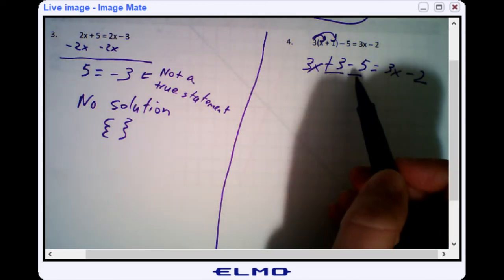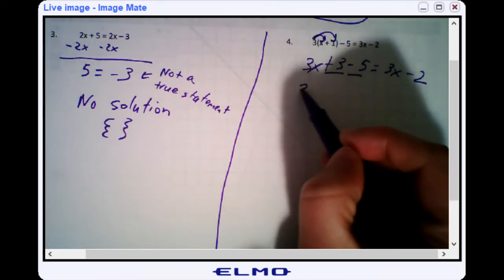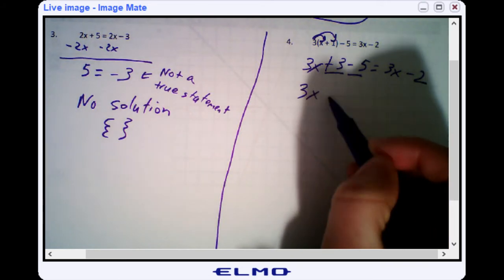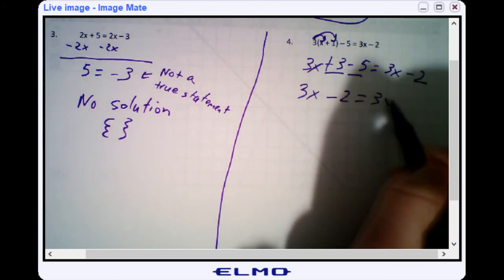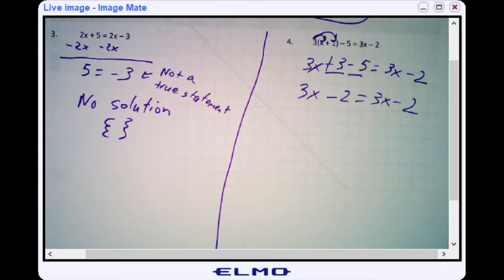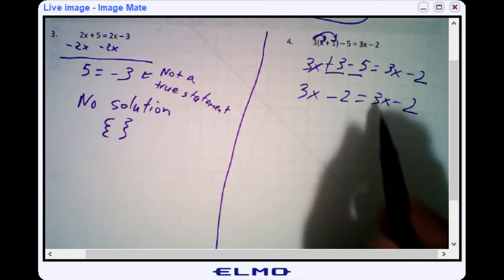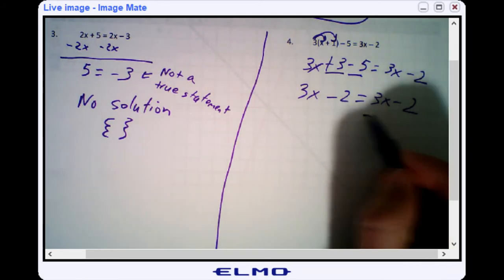Since 3 and -5 are like terms, since they don't have any x's, I'm going to combine them together. So I have 3x minus 2 equals 3x minus 2. I want my x's to be on the left-hand side, so I'm going to move this 3x over. It's positive, so I'm going to subtract.